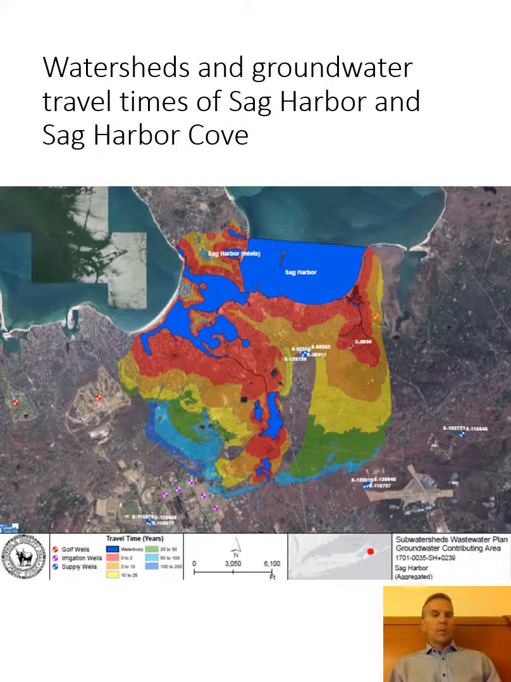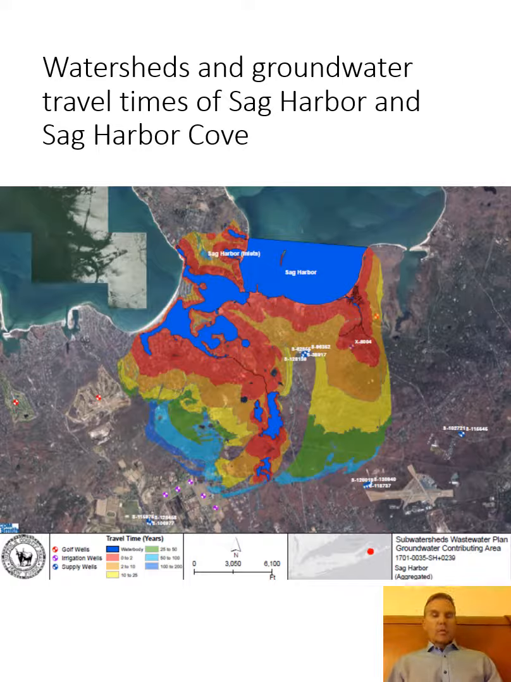For this study, we collaborated with Suffolk County and CDM Smith as part of the county-wide subwatershed study, so we wanted to make sure our watersheds were consistent with those that have already been drafted. So this shows you both the watershed delineation for Sag Harbor and Sag Harbor Cove, as well as groundwater travel times. Red regions are travel times of just less than 2 years for groundwater, orange 2 to 10, yellow 10 to 25, and green being 50-year travel time.